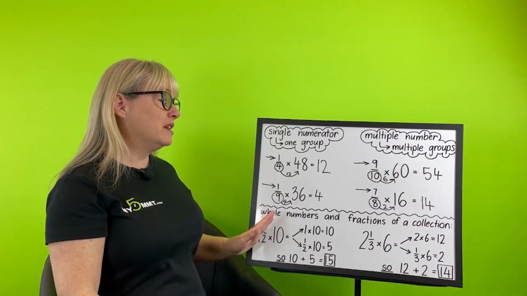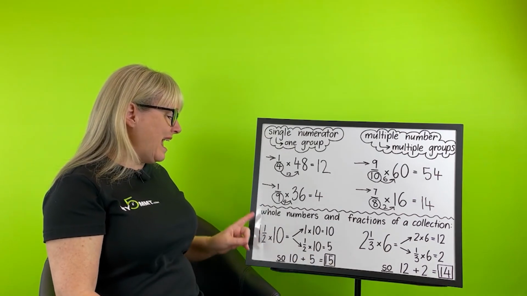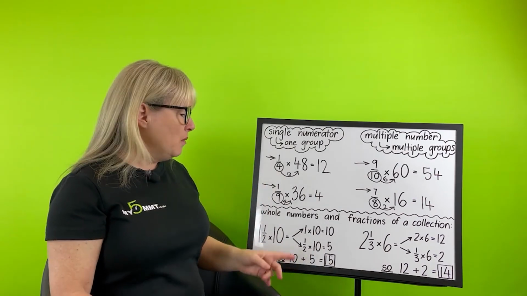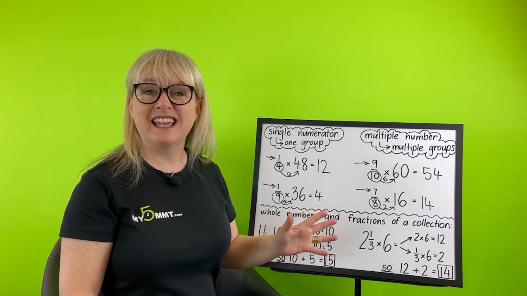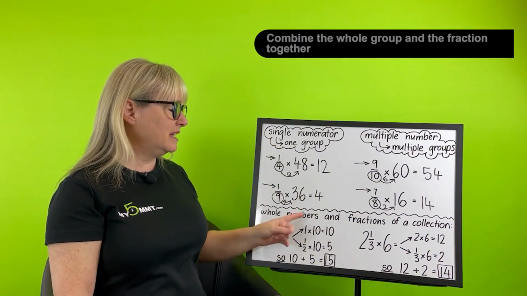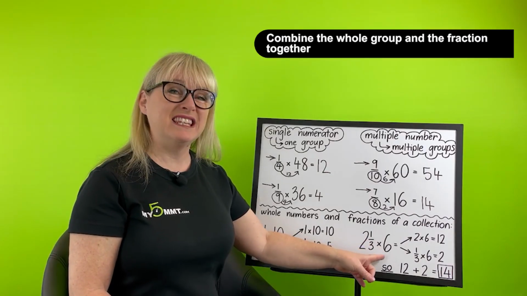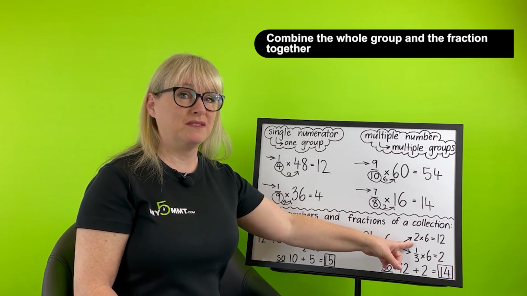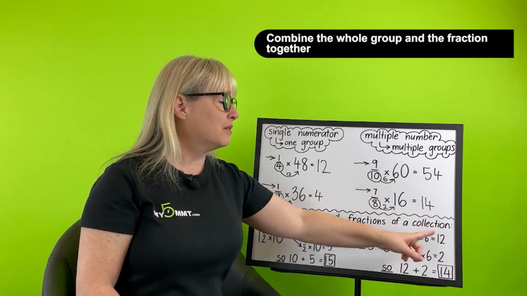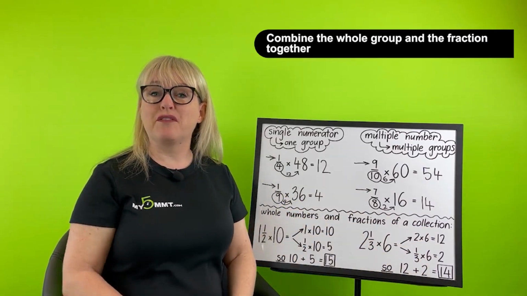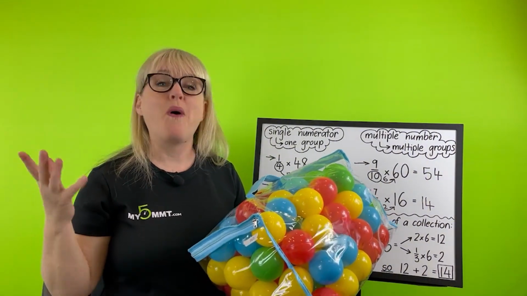We can also have whole numbers and fractions of a collection joined together like this. What's 1 and a half when we have 10? Well, we need one group of the 10 and half of the 10. One group of 10 is 10, half of 10 is 5, and we add them together and get 15. Or like this, 2 1/3 groups of 6. Well, that means we want 2 whole groups of 6, 12, and 1/3 of 6, 2. We add them together and we get 14. So we can do a fraction of a collection of objects, and we can look and see, do we want one group or more groups?